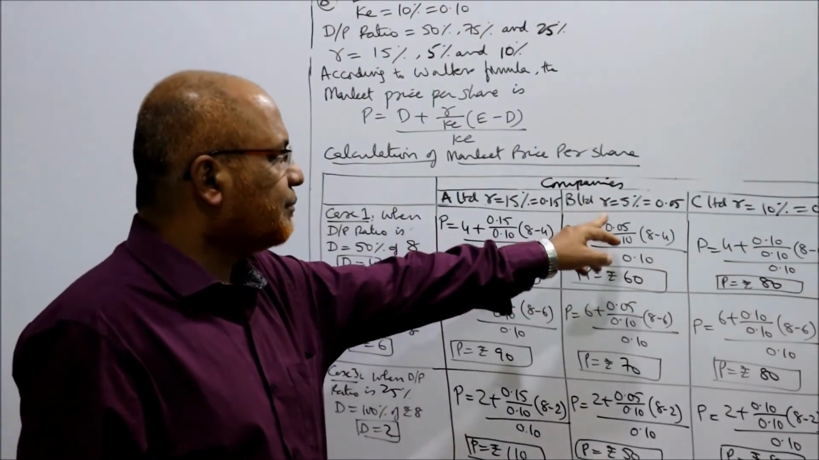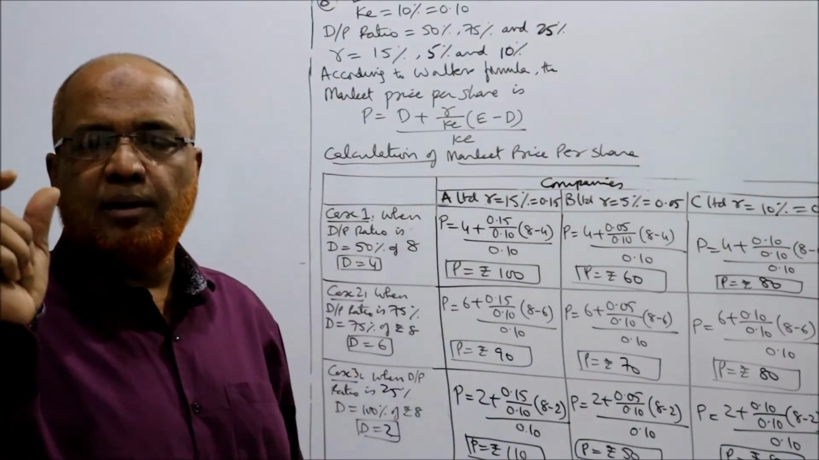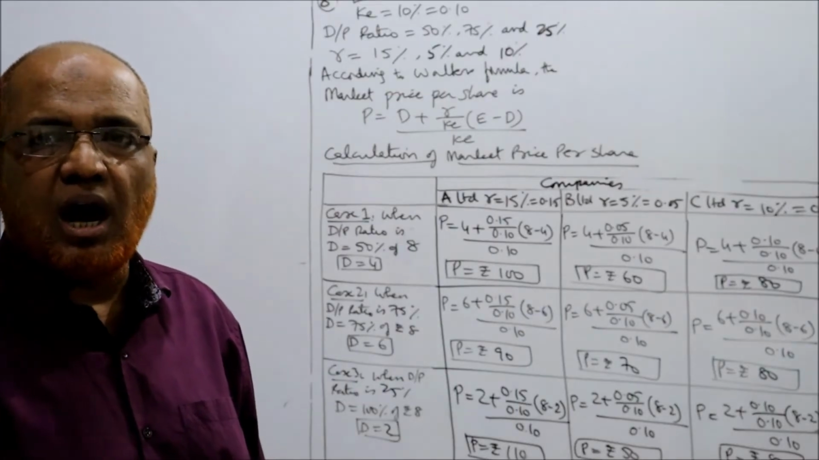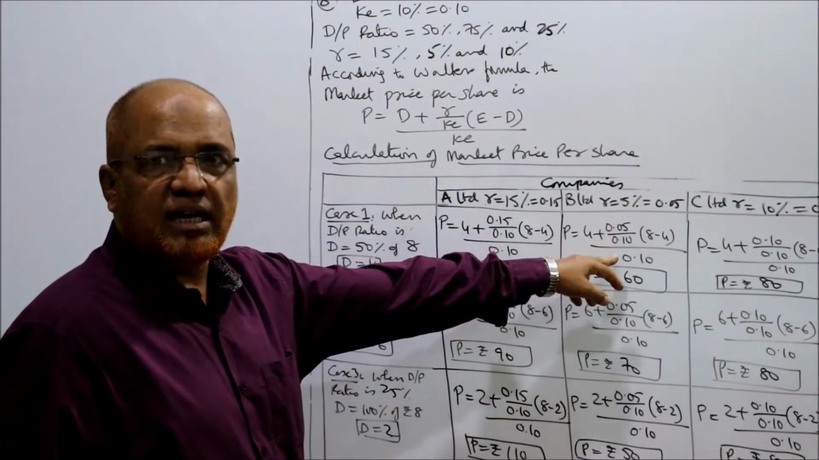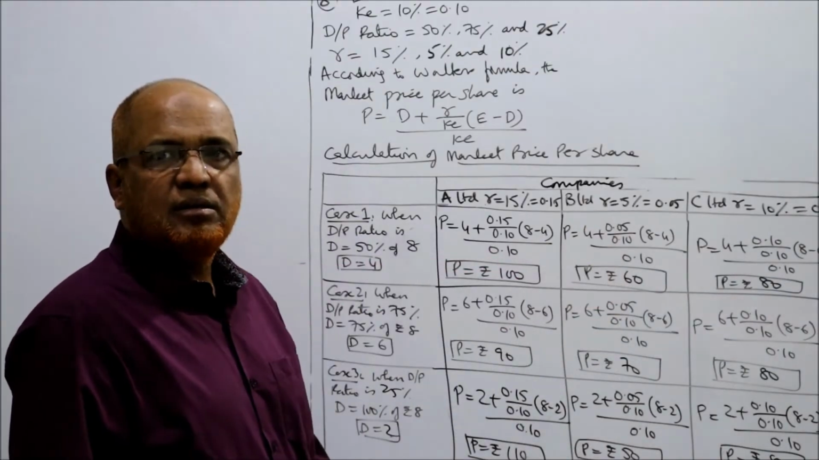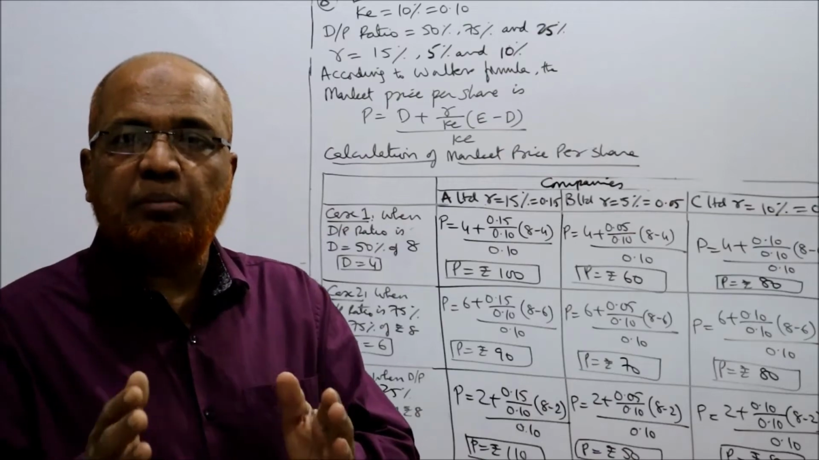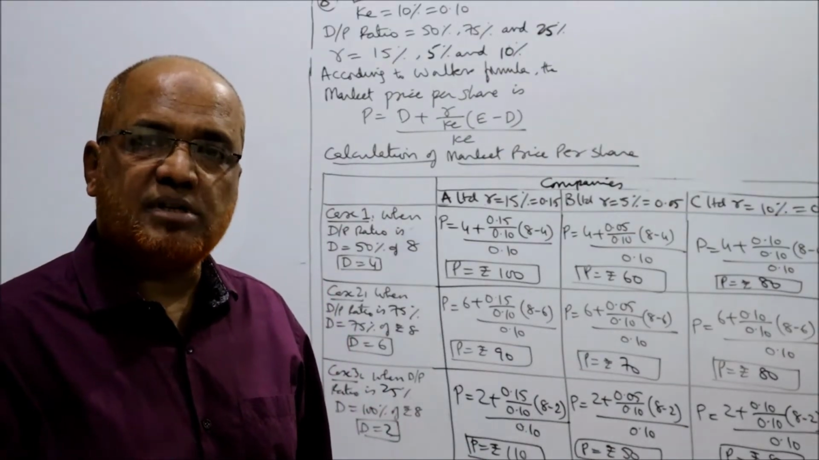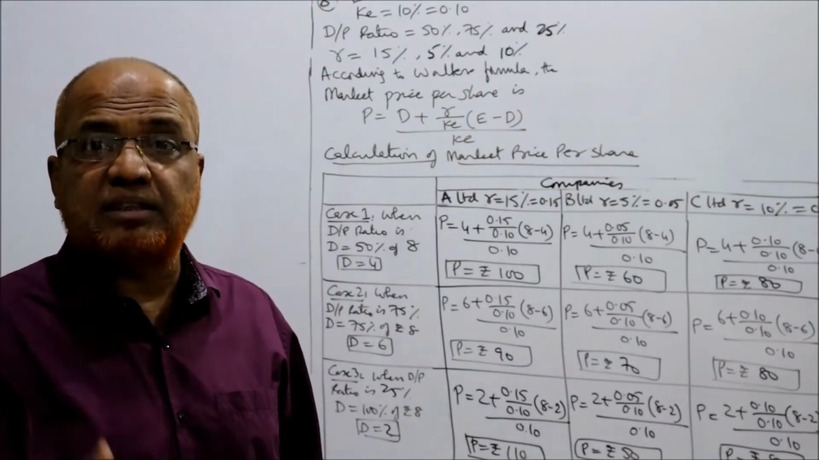Now B firm. B firm is a declining firm. Second point you should write: B firm is a declining firm because R is less than K. R is 5%, K is 10%. So R is less than K, so it's a declining firm. The optimum DP ratio is 100%. The more dividend we keep giving, the more the market price will keep increasing.